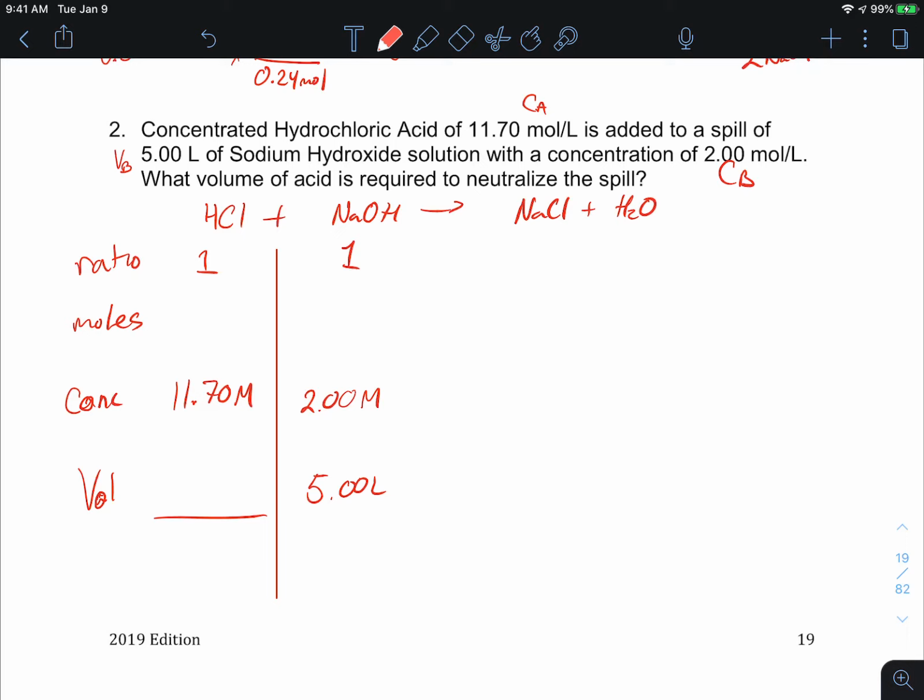That's some nasty stuff. So the first thing to do is concentration times volume gives moles. So we're going to go 5 liters times 2.00 moles per 1 liter. Liters cancel out. I know I'm skipping around on the significant figures, but please forgive me. And that's going to give me 10.0, so that's 10.0 moles.